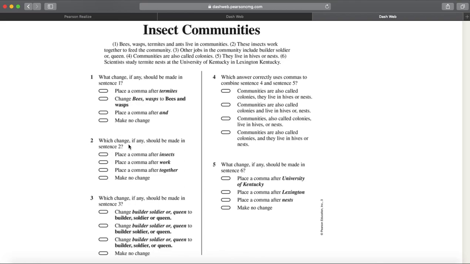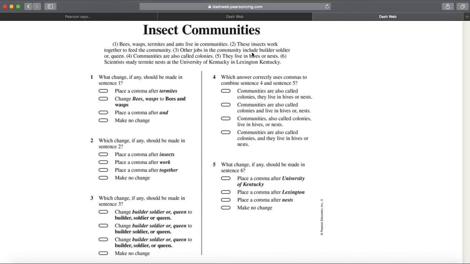Now, which change, if any, should be made in sentence number 2? Let's read sentence number 2. These insects work together to feed the community. Now, what do you think? Is there any mistake here? There are no series of words. There are no conjunctions. So this sentence is correct, so we should make no change.